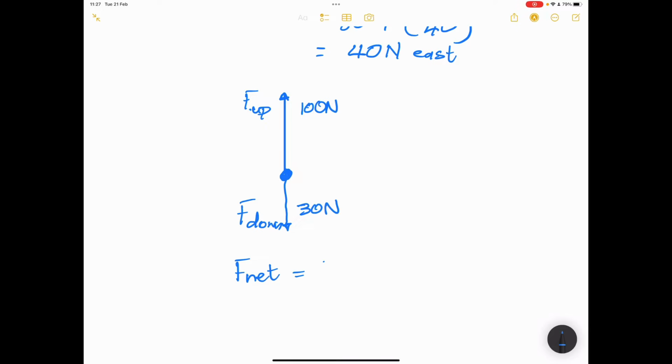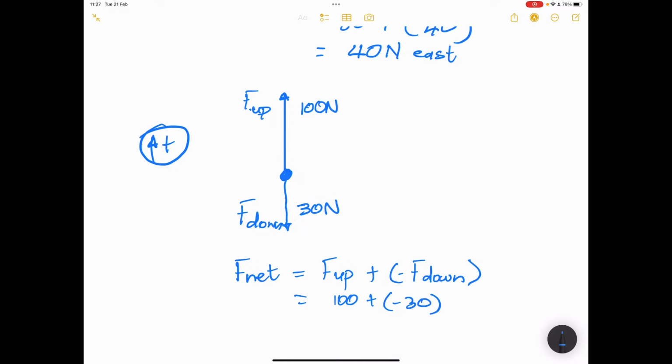All right. So in this case, we would simply say this is the force upwards. Now I'm going to take the direction up as positive, plus the negative downward direction, or you can just simply say plus the force downwards. But we know that the downward force would be negative. So this would be 100 plus a negative 30. Okay, and so those would give us 70 newtons. But remember, it is 70 newtons upwards, right?